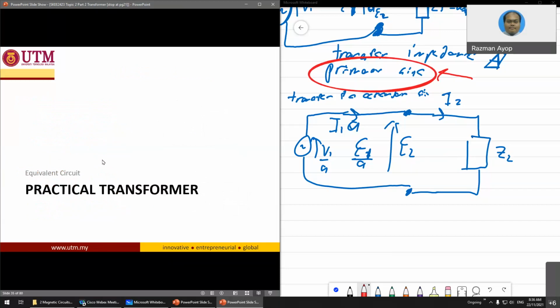Next we move on to the practical transformer. So we have a break. A 10-minute break before we continue to the next part.